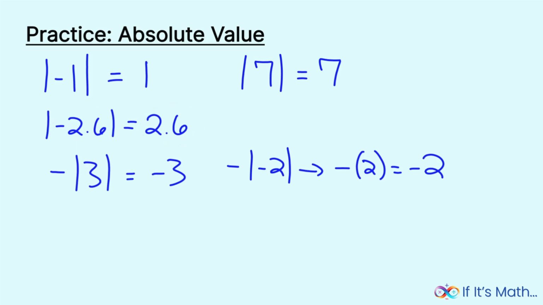And then these last ones are where it got tricky. So we have a negative times an absolute value. The absolute value of 3 is just 3, but then you have this negative to give you -3. Then with this one, we have negative the absolute value of -2. Well, the absolute value of -2 is just 2, but then you still have this negative to take care of, so it's going to be -2.